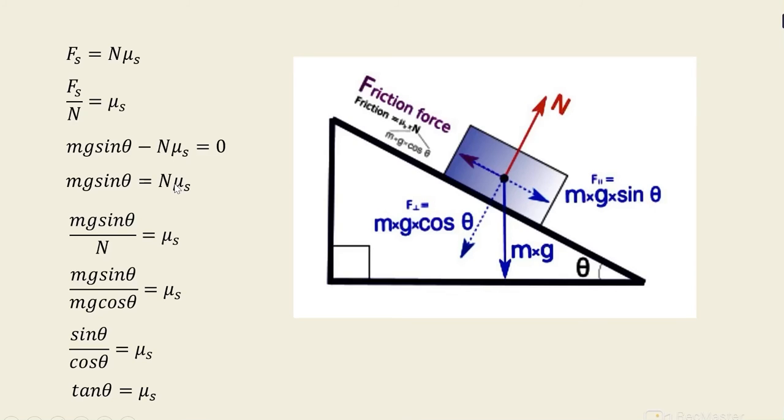Rearranging this, mg sin theta equals the static friction force. I then divide both sides by the normal force, so the left side will be mg sin theta over normal force equals the coefficient of static friction. As seen in the diagram here, the normal force is actually the vertical component of the weight, which is mg cos theta. So I'm going to replace N, the normal force, with mg cos theta. Here, I can also cancel out the mg, and then I'm left with sin theta over cos theta, which is tan theta, and this equals the coefficient of static friction.